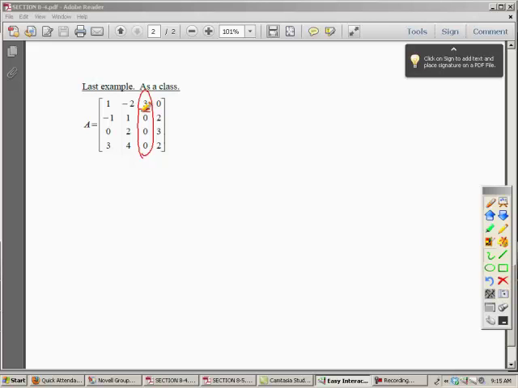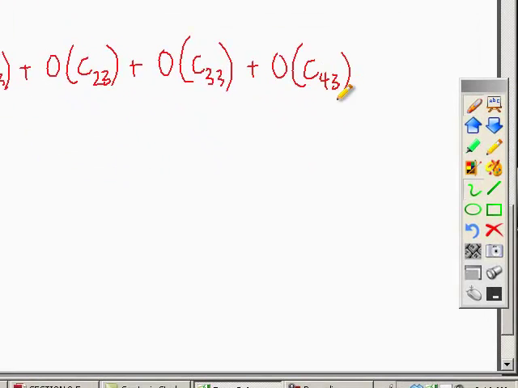So here's what I'm going to do. I'm going to find the minor for 1, 3. And if you look, if I label it, this is 1, 3, 2, 3, 3, 3, and 4, 3. And so really, in order to find the determinant of this matrix, I would take 3 times the cofactor of 1, 3, plus 0 times the cofactor of 2, 3, plus 0 times the cofactor of 3, 3, plus 0 times the cofactor of 4, 3. Now, do we care about any of these cofactors? Absolutely not, because if I'm going to multiply by 0 anyways, it doesn't matter.